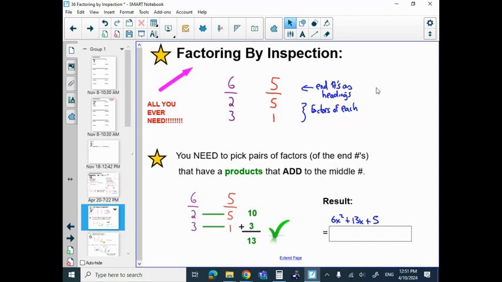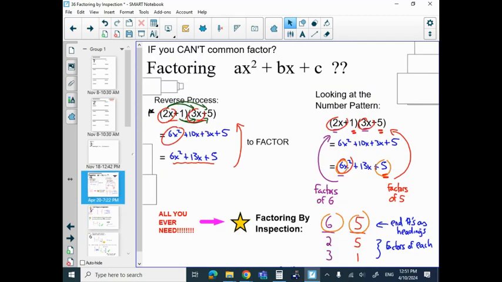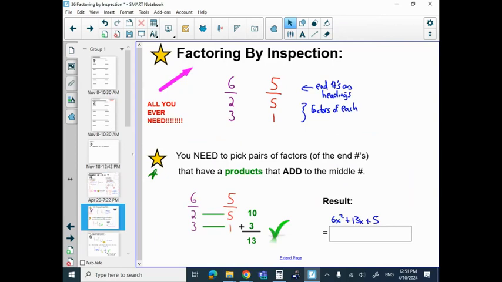We're looking down here where the star is. You need to pick pairs of numbers, right? If you have the right pairs of factors, so the 2 and the 3 and the 5 and the 1, then when you multiply them, like it's happening with this process here, you multiply across, you get products, you get results that add to the middle number. So the middle number here, the 13, if that's the case, then you know you have the right set of factors. It's the right set of numbers.